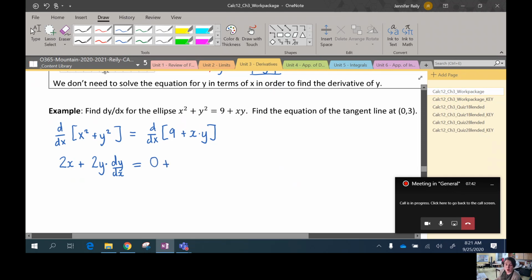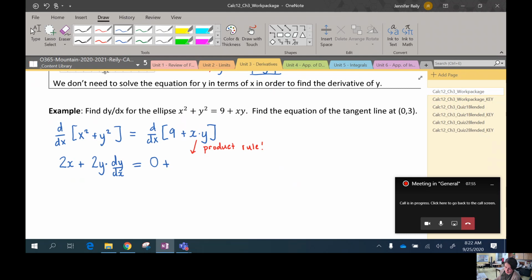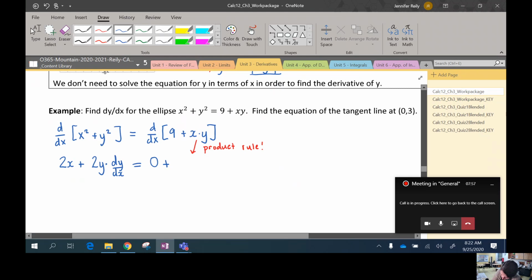And we need to take the derivative of this product. So we have to use the product rule. A lot of students forget to do that. So I'm going to write it in red here. So first we do the x. So the derivative of x is 1. And the derivative of y with respect to x is just dy dx.